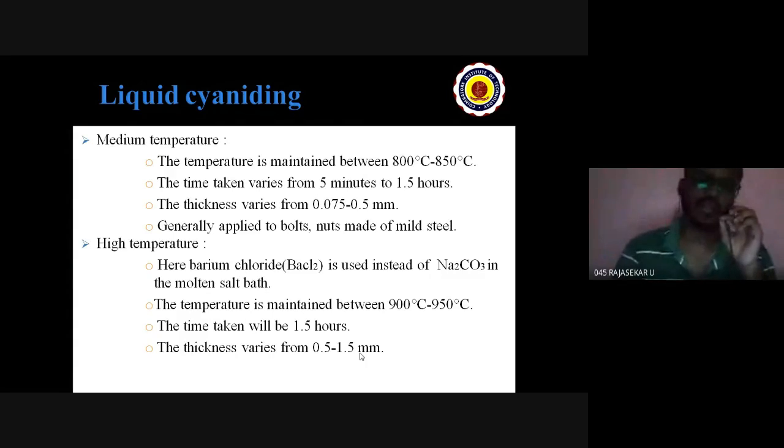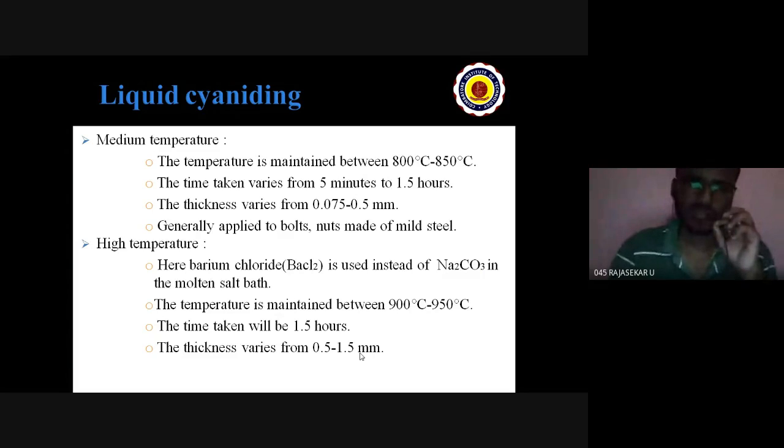Then comes high temperature liquid cyaniding. Here there is a small change in the molten salt bath when compared with the above two methods. Instead of sodium carbonate, we use barium chloride in the molten salt bath. The temperature is maintained between 900 and 950 degrees centigrade, as it is a high temperature process, and the time taken will be around 1.5 hours. The thickness varies from 0.5 to 1.5 mm, a bit higher than the above two processes.